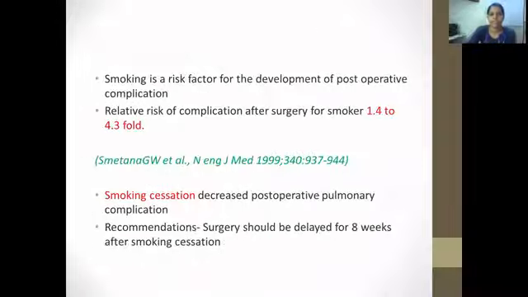Smoking is a risk factor for the development of postoperative complications. The relative risk of complication after surgery for a smoker is 1.2 to 4.3 fold. Smoking cessation decreases postoperative pulmonary complications, so surgery should be delayed for 8 weeks after smoking cessation.